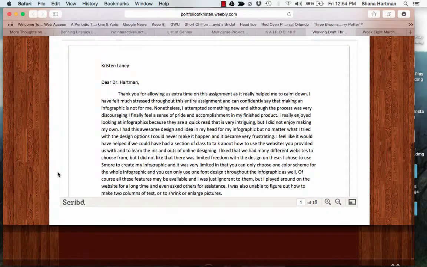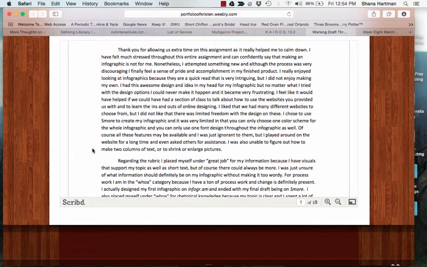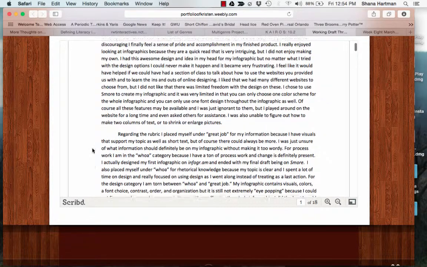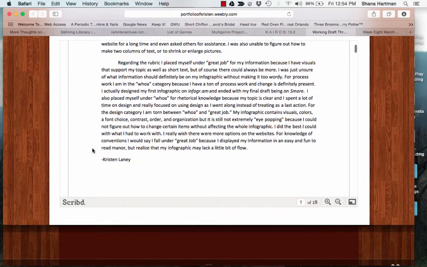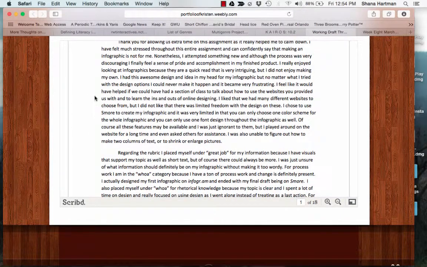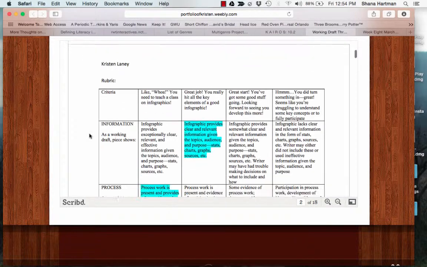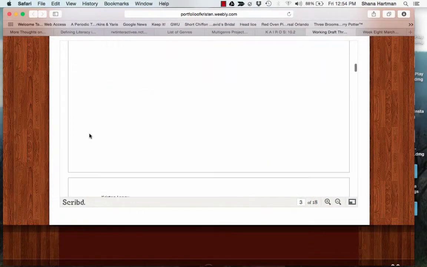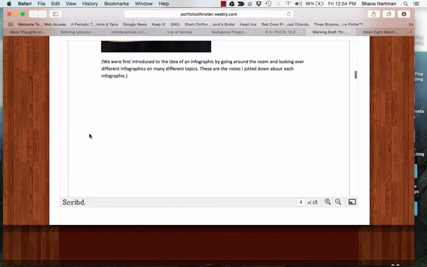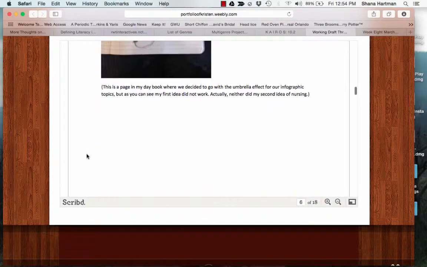So again, as we've talked about and I've shown you before, I asked students to write a reflection of how they assess themselves. However, with this piece, I also asked students to explain the choices that they made with their piece. Process work, as always, so you'll see elements from their daybook, an explanation of what those are.